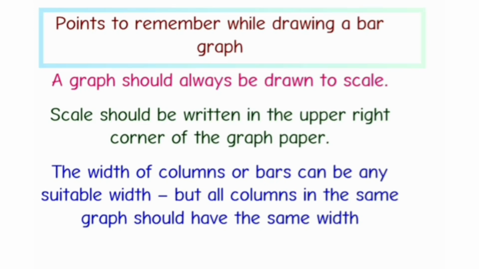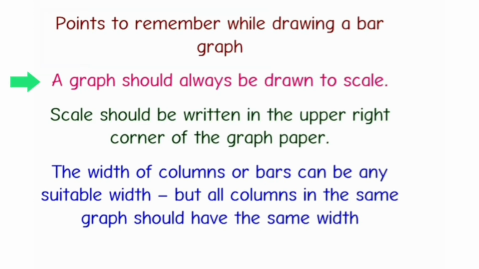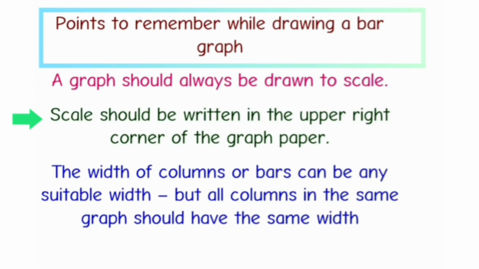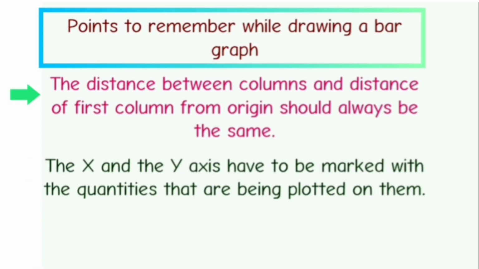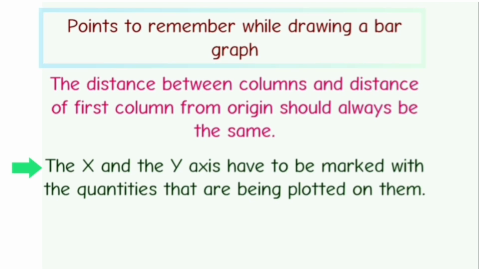Always remember, a graph should always be drawn to scale. The scale should be written on the upper right corner of the graph paper. The width of columns or bars can be any suitable width, but all columns in the same graph should have the same width. The distance between columns and the distance of the first column from the origin should always be the same. The x and y axis have to be marked with the quantities that are being plotted on them.